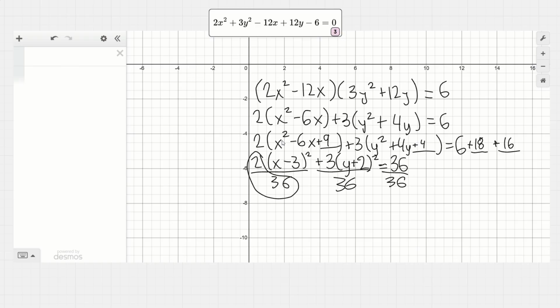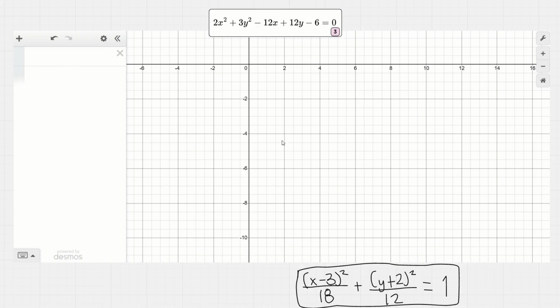It will be invisible. So it will be x minus 3 squared over 18 plus 3 divided by 36 will be 1 over 12. We're not going to put 1. It will be invisible. So y plus 2 squared over 12. 36 divided by 36 equals 1. Now this is our standard equation.